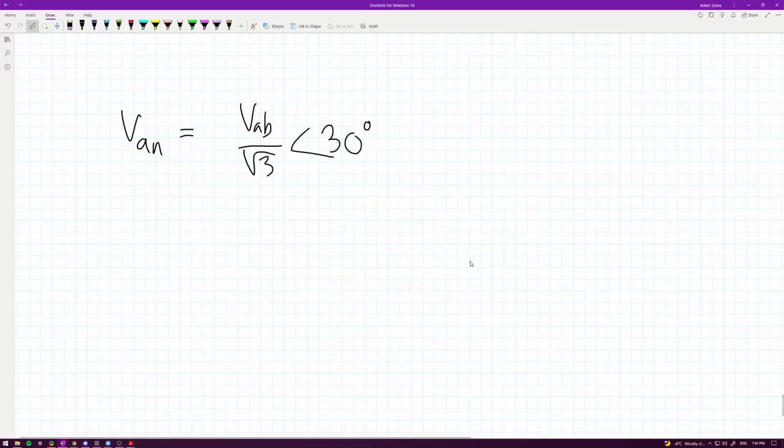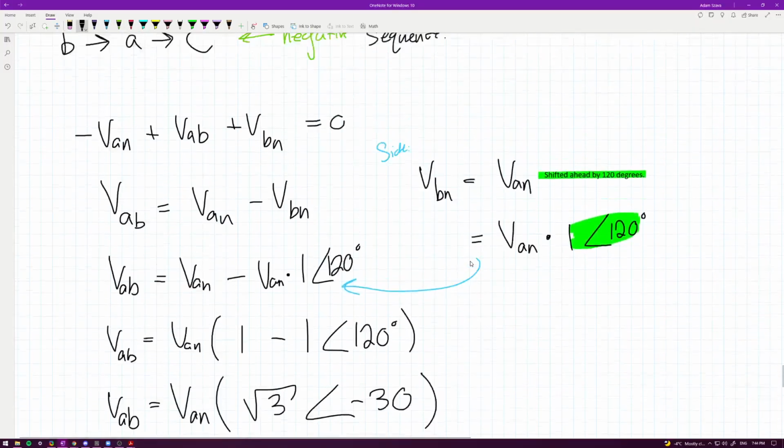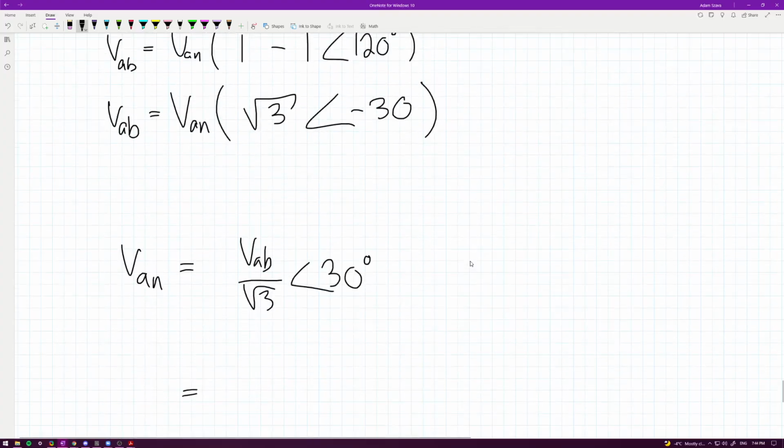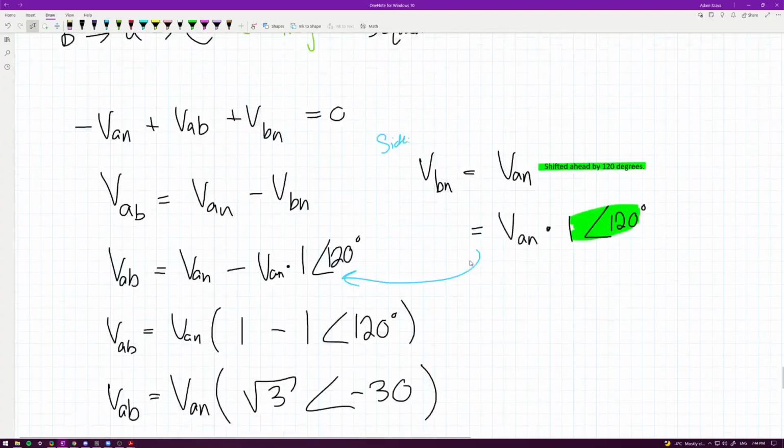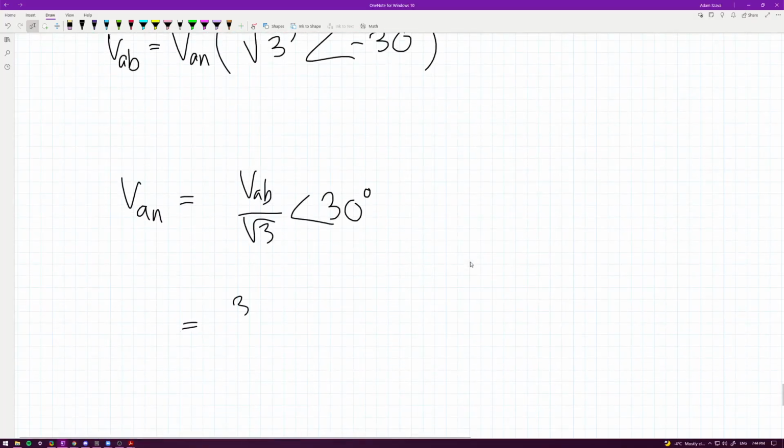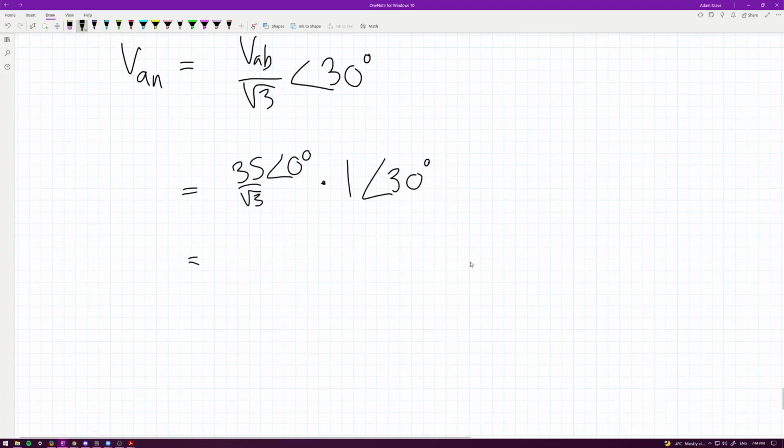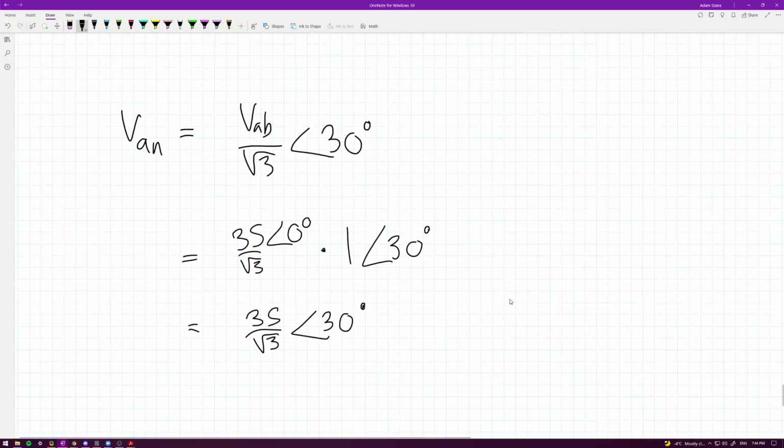So now that I have VAN as an equation, I can find VAN pretty simply. VAB is 35 to an angle 0 over root 3, times 1 to an angle 30. It doesn't really make sense to put angles like that together, so you're really multiplying by 1 to an angle 30. So that's just going to be 35 over root 3 to an angle 30. And there we go, that's VAN.